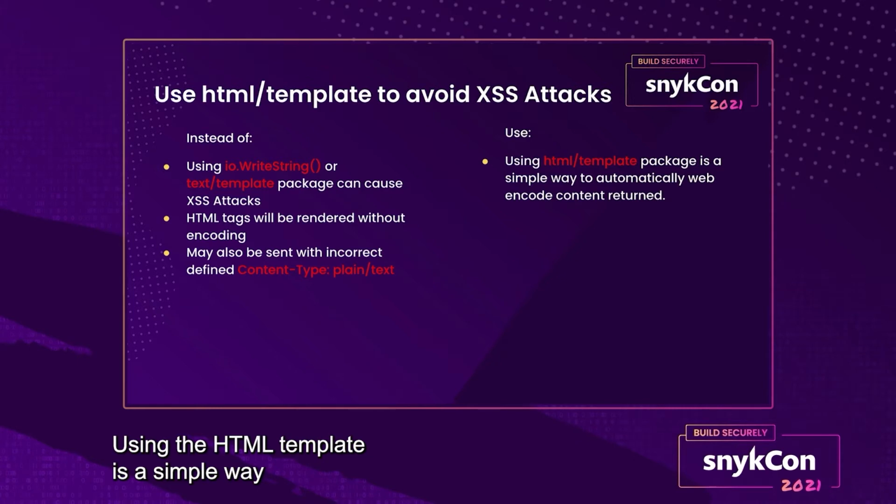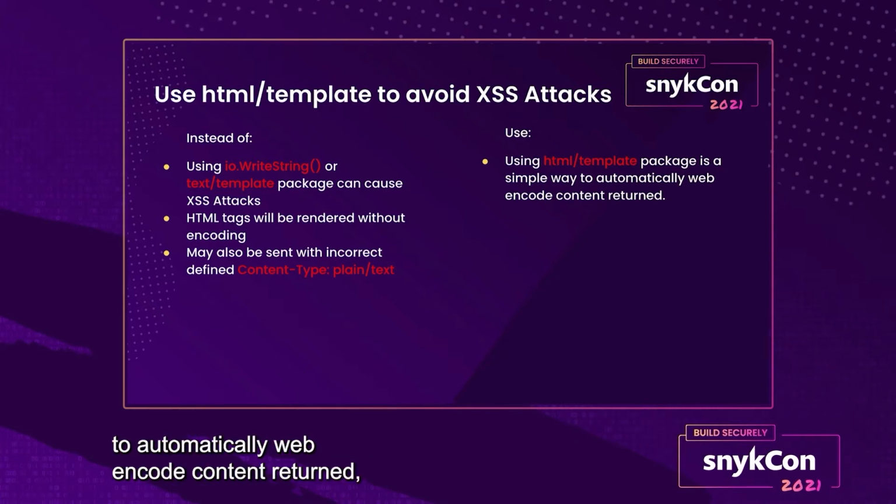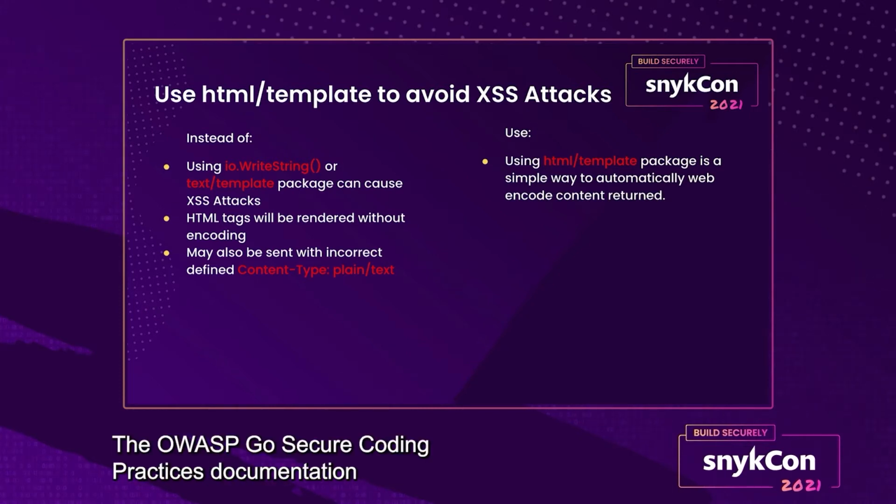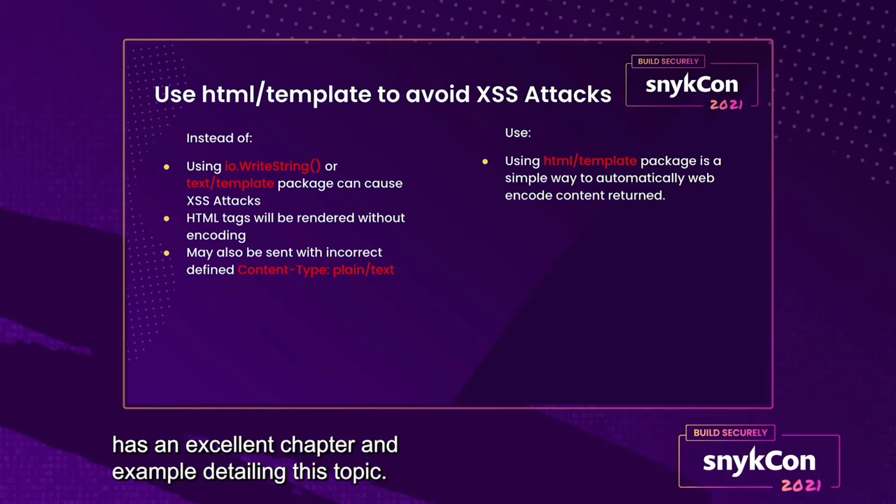Using the HTML template is a simple way to automatically web encode content returned rather than trying to make sure you manually done it in your application logic. The OWASP Go SCP documentation has an excellent chapter and example detailing this topic.